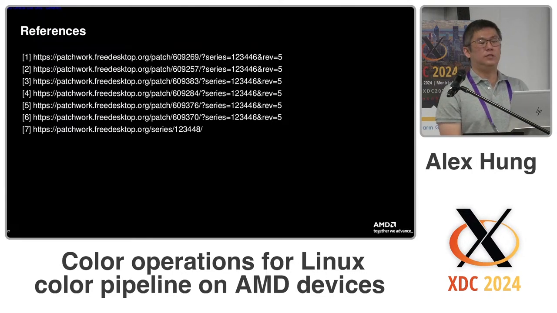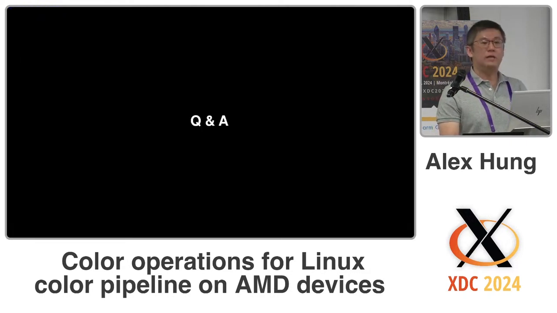Yeah, and so that's pretty much everything. Both the Linux kernel patches and IGT patches are sent to the mailing list. So if you want more detail, you can also check out the mailing list as well. Yeah, so that's about my presentation. Any questions?